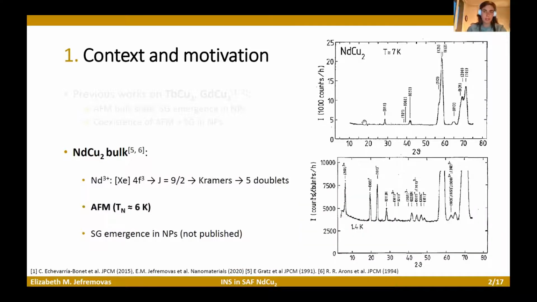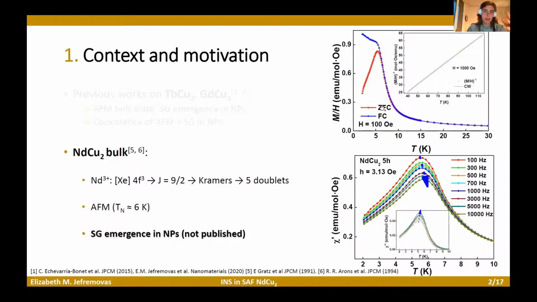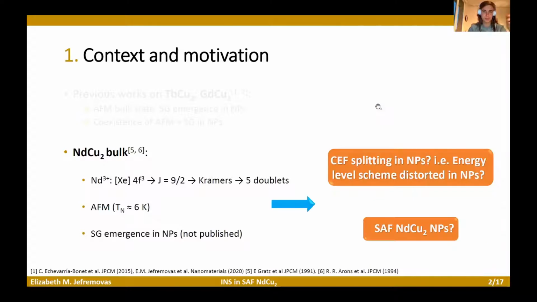And also, in this alloy, there is a low temperature antiferromagnetic phase, which is commensurate. And we have observed, thanks to the magnetic measurements, that there is an onset of a spin glass phase in the nanoparticles. So the questions that are going to be faced are, first of all, whether the crystalline electric field remains or not in the nanoparticles, and of course, whether the nanoparticles keep this superantiferromagnetic structure or not.